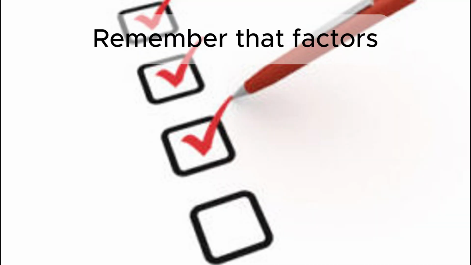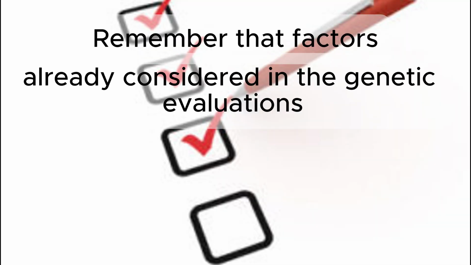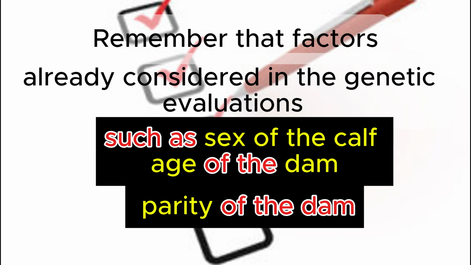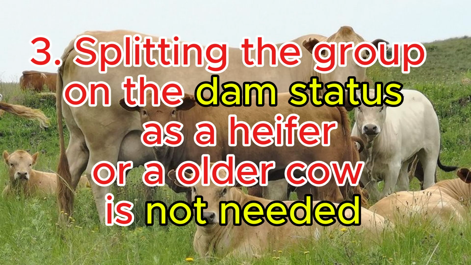Also remember that factors already considered in the genetic evaluations, such as sex of the calf, the age of the dam, and the parity of the dam, are not needed for splitting groups. For example, splitting the group based on the dam's status as a heifer or an older cow is not needed. This makes the group unnecessarily small.